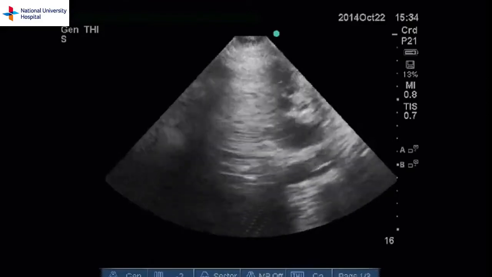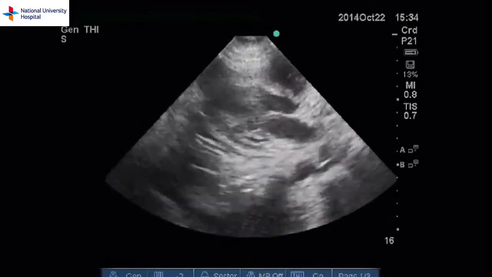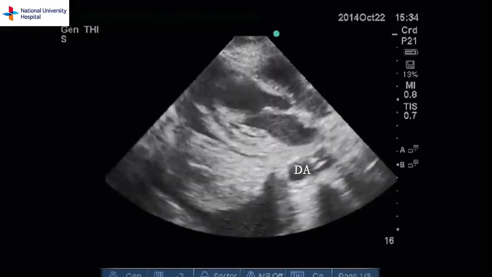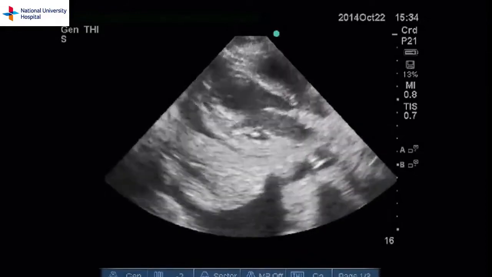What does this echo show? Have a think about it. Take note of the position of the descending aorta. Let's look at the echo loop and a frozen frame side by side.